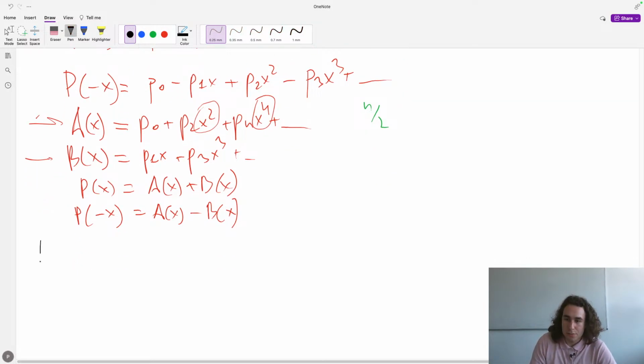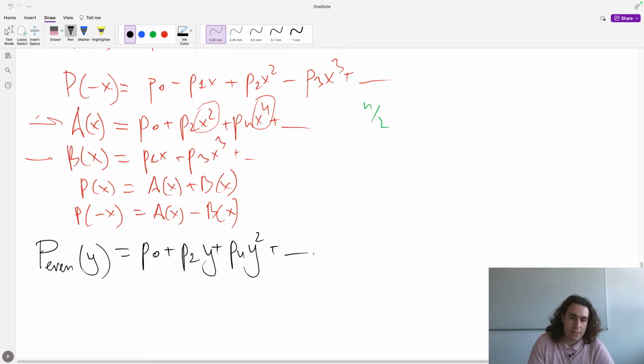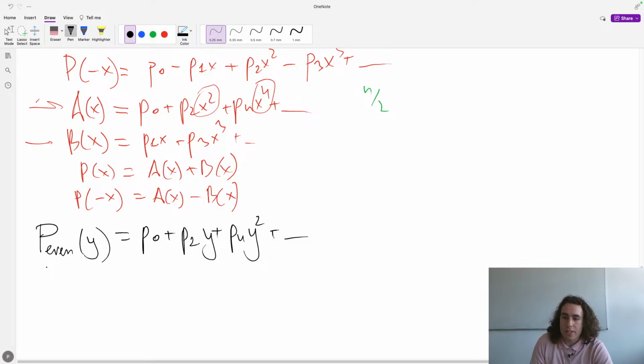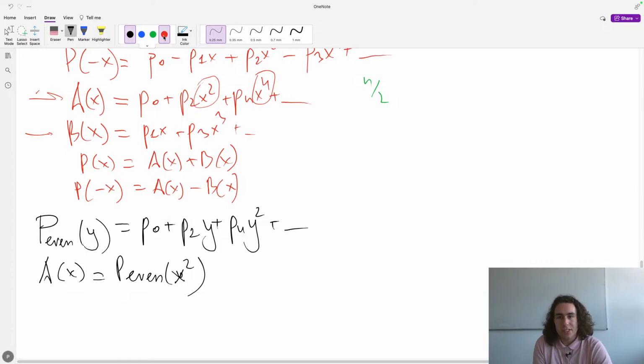So let's write a different polynomial. We'll call this polynomial p even of y, which will have the same coefficients as here, but the powers are going to grow one by one, not by two, right? So it's p0 plus p2y plus p4y squared and so on. And then we know that a of x is just p even of x squared, right? We put in x squared and then it grows like that. We can do the same trick with b, just slightly different, right? These powers are not, let's write one more term. So it's going to be p5 x to the 5.